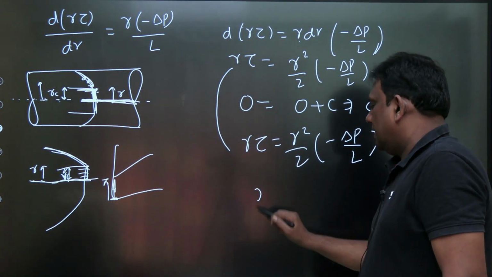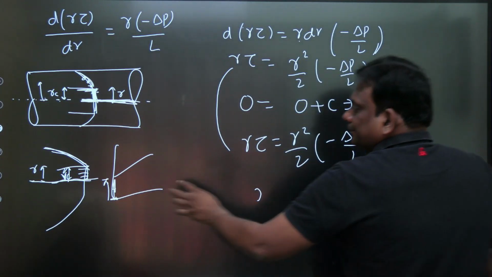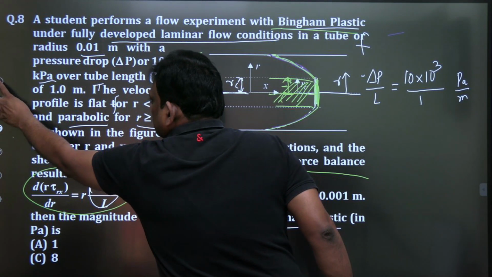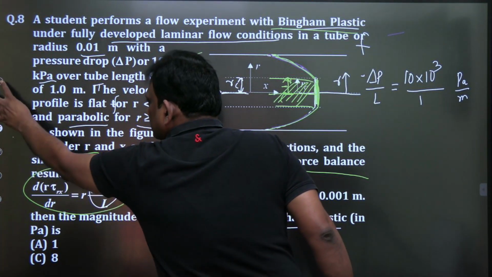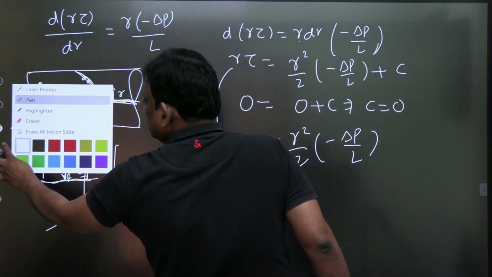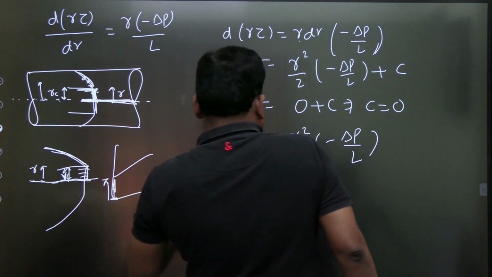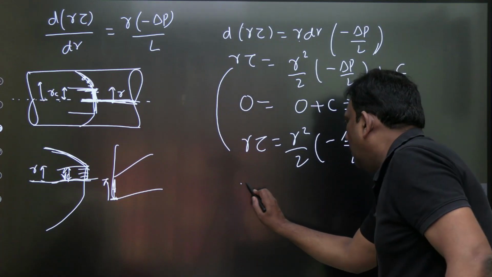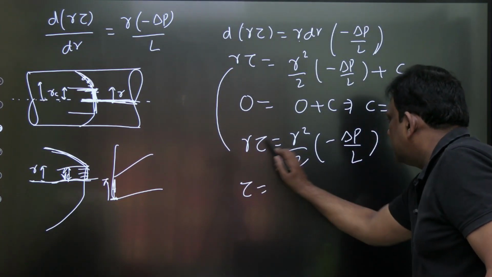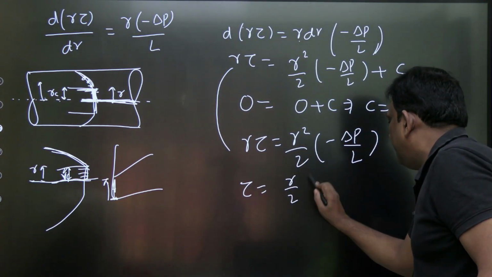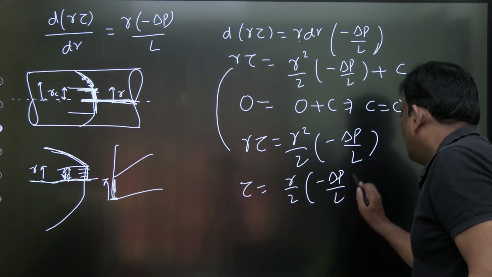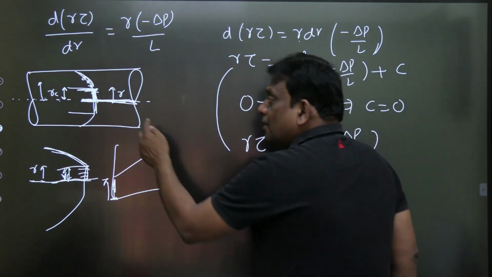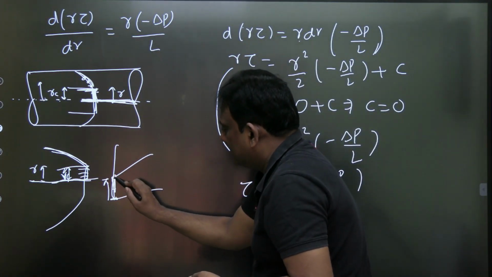So tau is equal to, okay, one second please, don't be in a hurry. Now tau is equal to, you divide with R, this R square is gone, R by 2 into minus del P by L. What is he asking? Yield shear stress. Which one is the yield shear stress? Look at yield. This is yield shear stress.